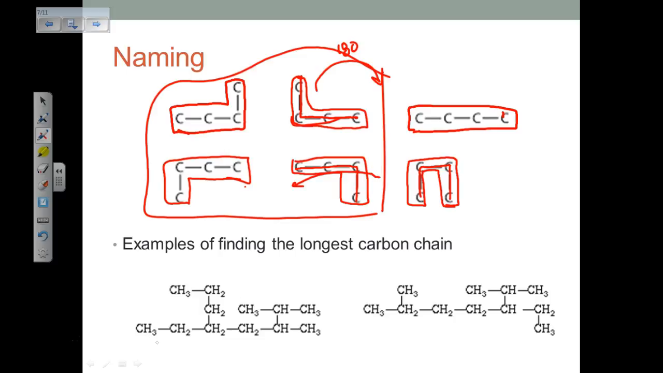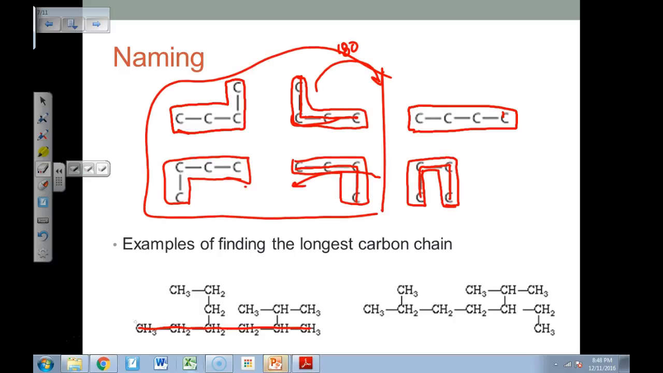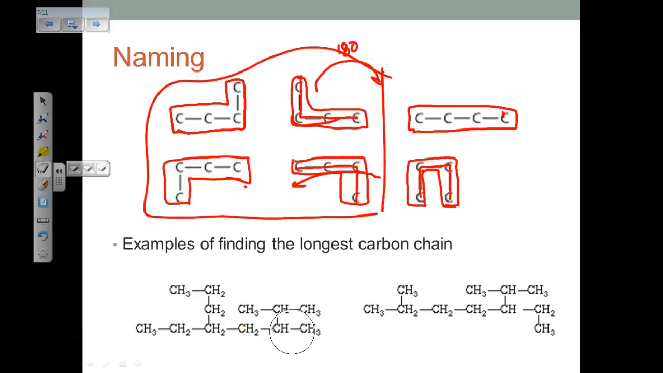The initial thing that people always want to do is start here and just go, okay, 1, 2, 3, 4, 5, 6. Okay, that's a hexane. I can tell you that is not going to be the longest carbon chain, which is not 6 carbons. So let me get rid of that line.